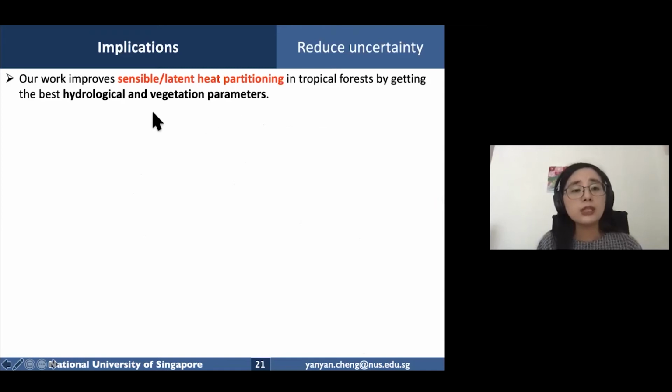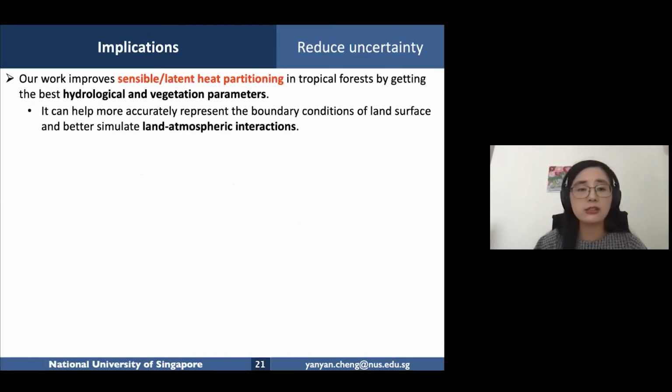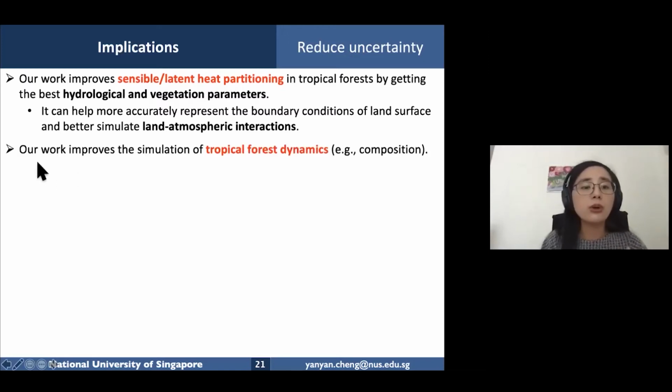And so in this work, we improve the total energy budget in the tropical forest by getting the best hydrological and vegetation parameters. This also has very important implications because the energy budget components are the boundary conditions from the land surface to the climate. So our results can help us more accurately simulate the land and atmosphere interactions. And also, earlier I mentioned our work improves the simulation of the tropical forest dynamics.